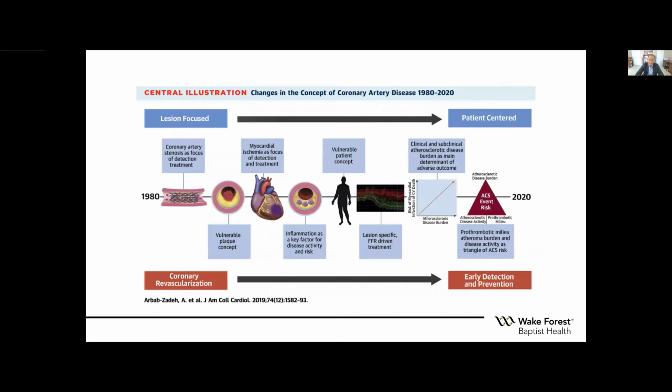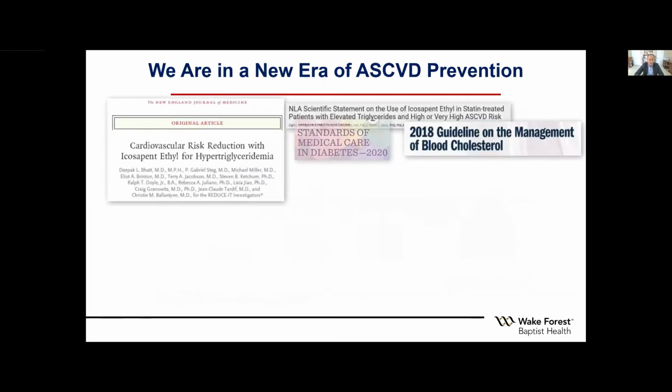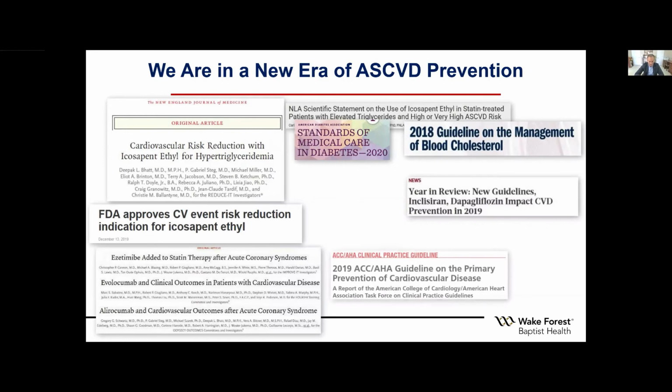If we were to review the conceptual changes in coronary artery disease that have occurred over the last 40 years, we've really moved from the 1980s, from a lesion-specific approach where the focus was detection of stenosis and treatment with revascularization, to now a patient-centered approach, which hinges on detection of coronary atherosclerotic plaque so that we can not only detect disease early, but we can prevent its late-stage complications by implementing lifestyle changes and preventive medical therapies.